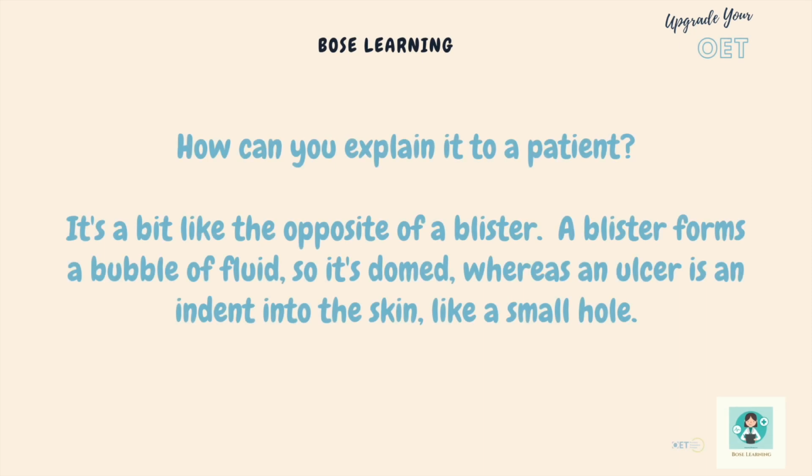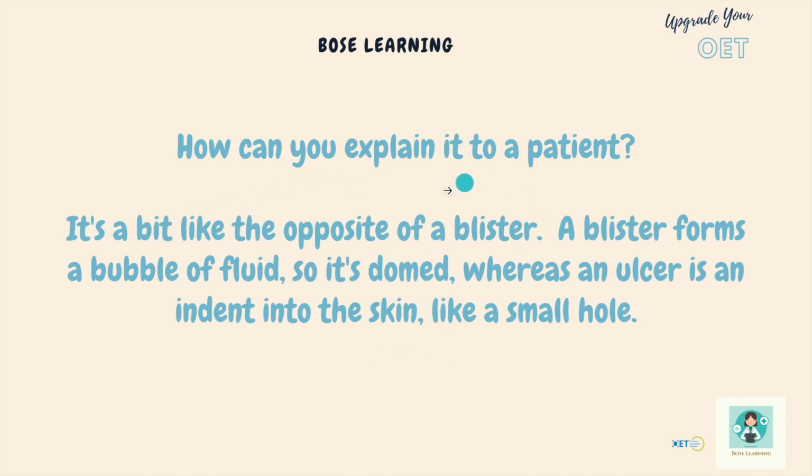If you were talking to a patient, maybe a dictionary definition is not the ideal one to use. You want to use something more accessible. So you could say something like this. This is my definition. It's a bit like the opposite of a blister. So a blister forms a bubble of fluid and it's domed, whereas an ulcer is kind of the opposite. It's an indent, so it goes in, it's a little hole, an indent into the skin like a small hole.